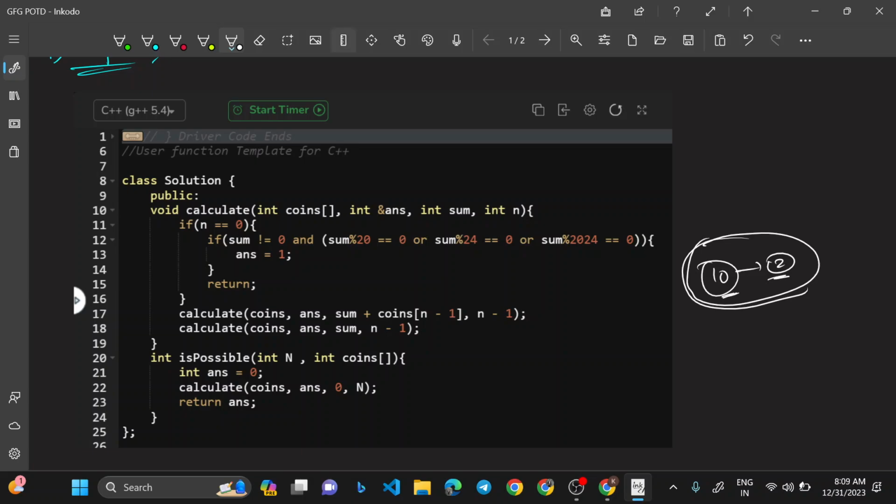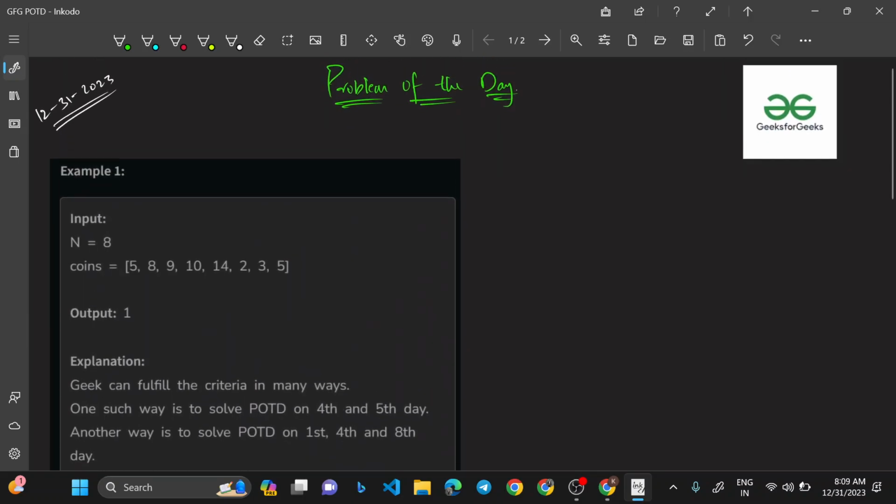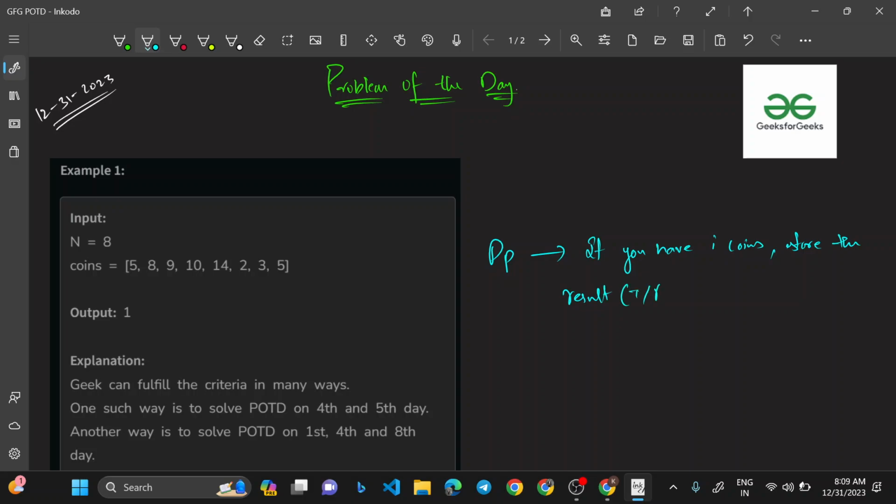But instead of even doing that, directly we can come to a conclusion. So how are we going to do it? So the DP state, we can define a DP state. How can we define a DP state? So the DP state tells that if you have i coins, store the result. So what could be the result? True or false.